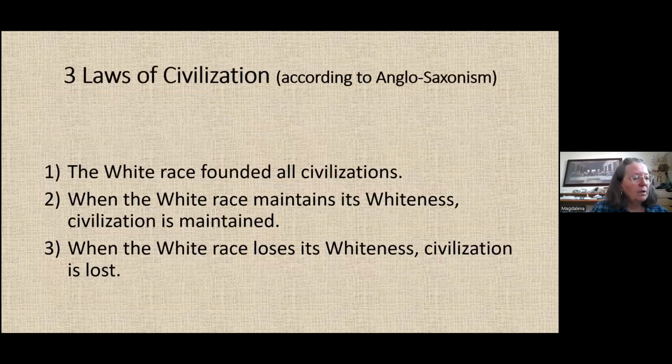So these are the three laws of civilization according to Anglo-Saxonism. Number one, the white race founded all civilization. Number two, when the white race maintains its whiteness, civilization is maintained. Number three, when the white race loses its whiteness, civilization is lost.